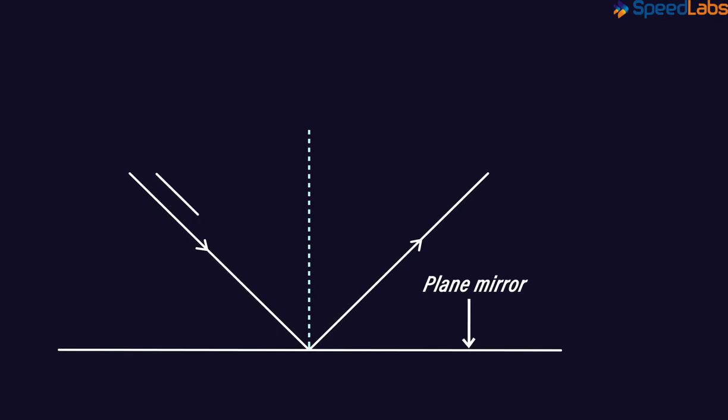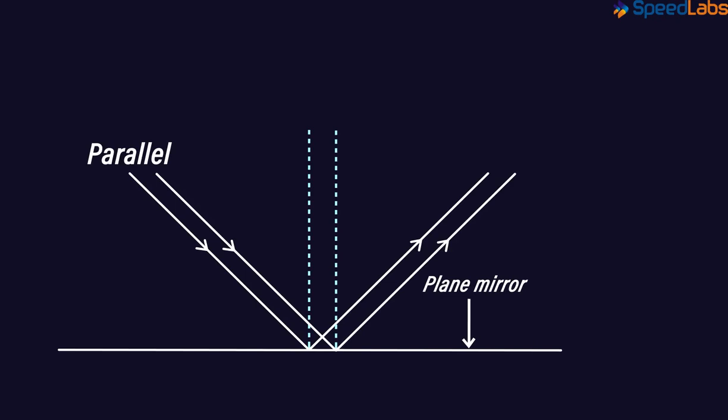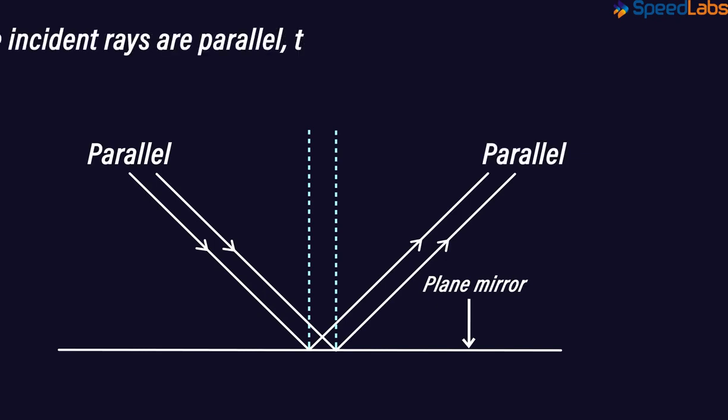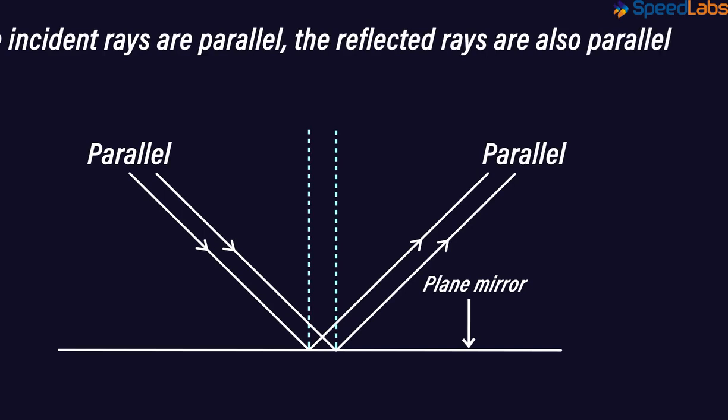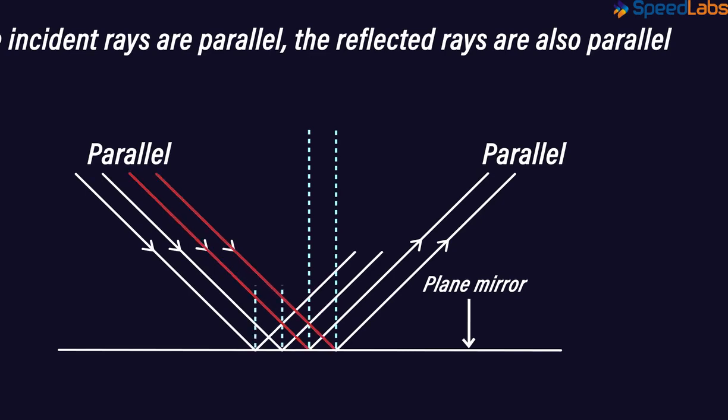Suppose there is one more ray incident on this mirror at this point but parallel to the first ray. The reflected ray travels in this direction. What can you say about the two reflected rays? They are also parallel to each other. So if the incident rays are parallel, reflected rays are also parallel. Similarly, if we draw a few more rays incident on the surface of the mirror parallel to these ones, then the reflected rays will also be parallel to each other.